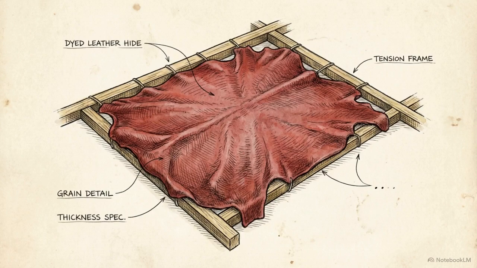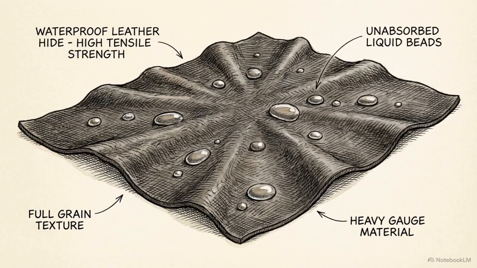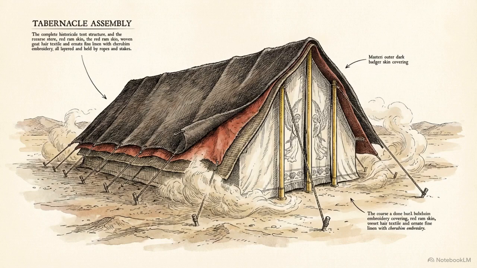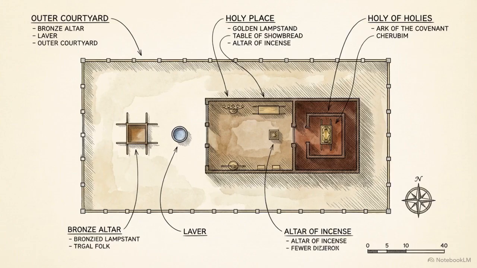2 final layers cap the roof, a cover of dyed red ram skins, topped by a heavy sea cow skin acting as the final weather shield. This precise sequence of tensile fabrics operates as an environmental seal, protecting the fragile interior from the external climate. When we step back from the individual components, we can finally see the fully assembled tabernacle as a complete, unified architectural unit. The materials used to build it are not assigned at random.